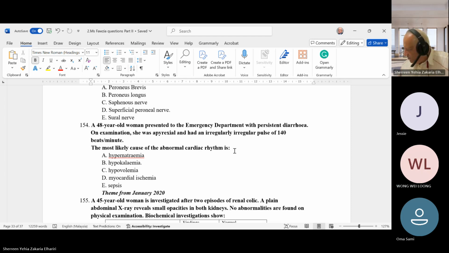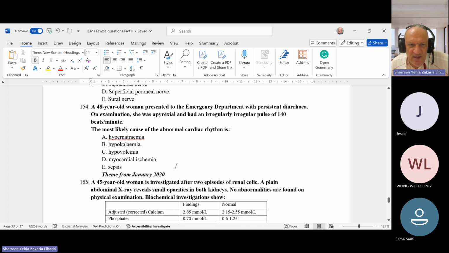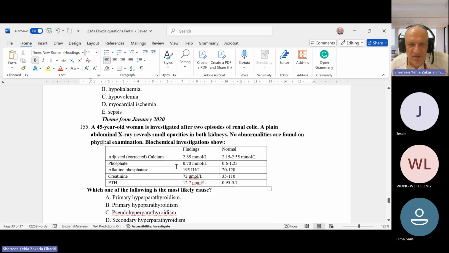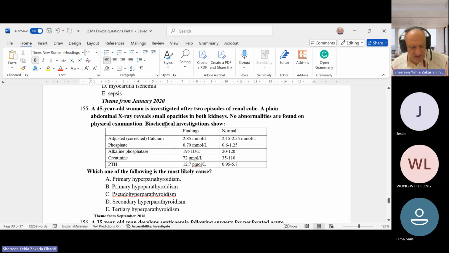Hypokalemia, and it gives a picture that mimics ischemic heart. Of course, later we'll discuss the ECG picture of hyperkalemia, hypercalcemia, pulmonary embolism, and hypothermia, which is an important topic in the exam. We discuss it later.